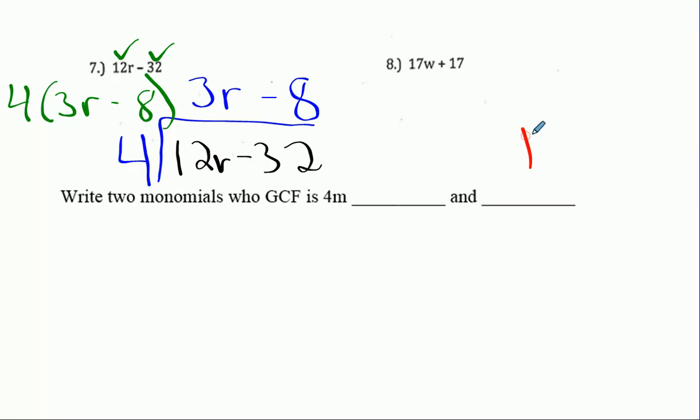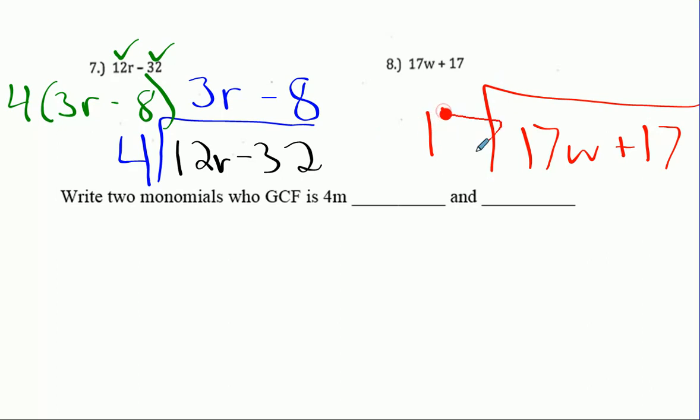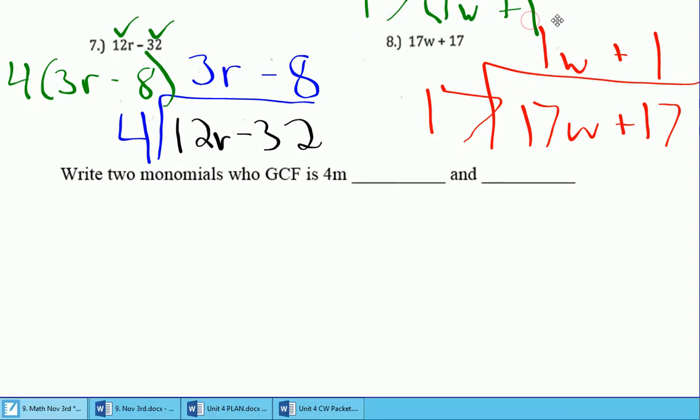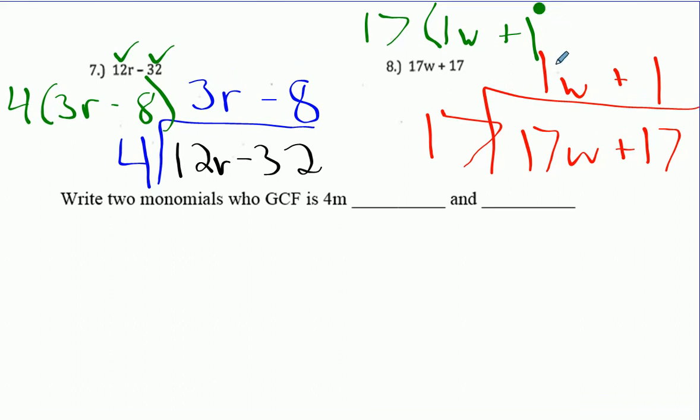Final question, 17w plus 17. Since they both have 17 in them, it's pretty obvious I'm going to have to divide by 17, which would leave 1w here plus 1 here, and my final answer would be 17 parentheses 1w plus 1. Watch out, plus 1. There we go. Sorry, that's so sloppy.